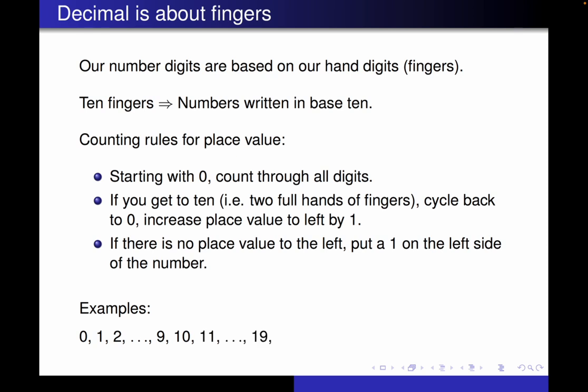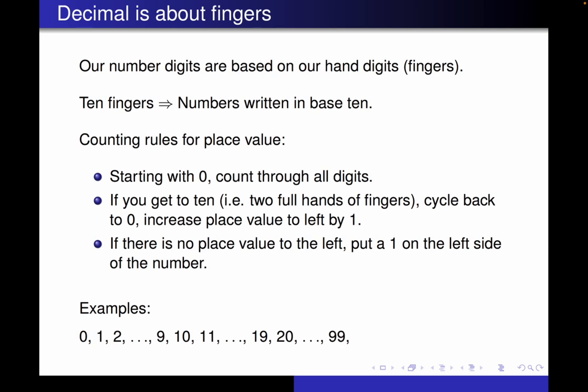And then we keep on going, 11 through 19. Once we get to 19, the 9 cycles back to 0 again. We increase that 1 by 1 to increase the value of that digit. And we continue. We go 21 to 29. When we get to 30, we cycle that 9 to a 0. We increase that 2 to a 3 and get 30.